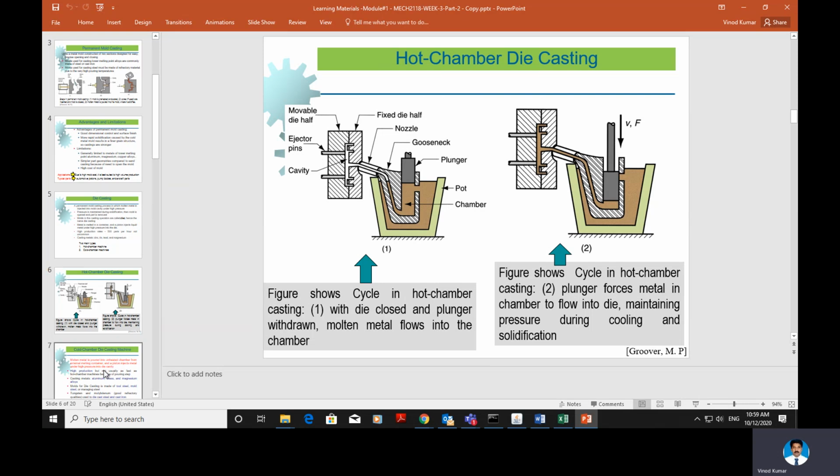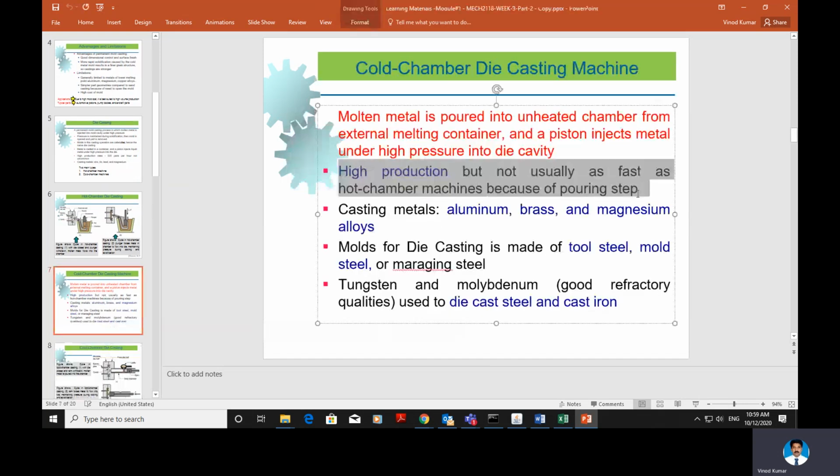Molten metal is poured into the chamber from an external container, and a piston injects the molten metal under high pressure into the die cavity. High production, but not usually as fast as hot chamber machines.